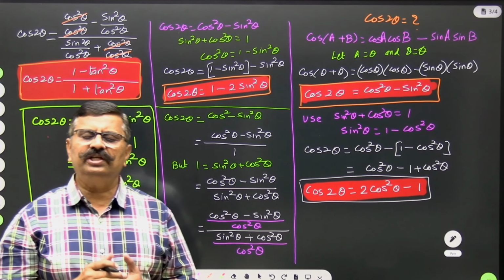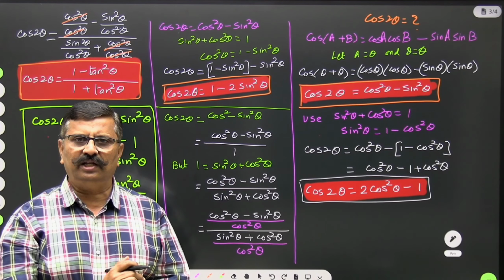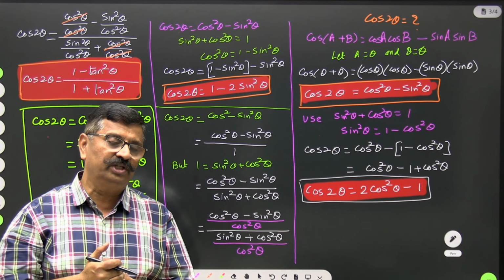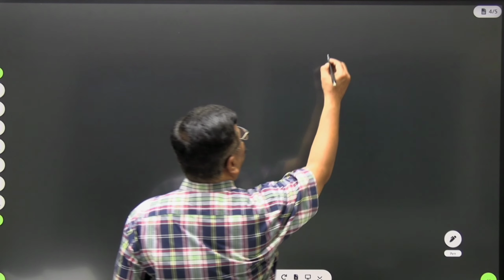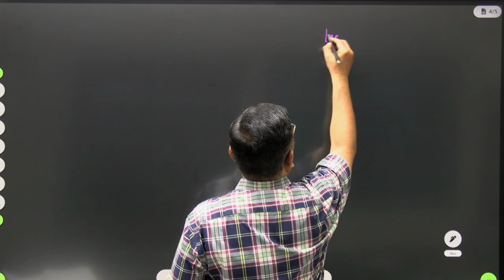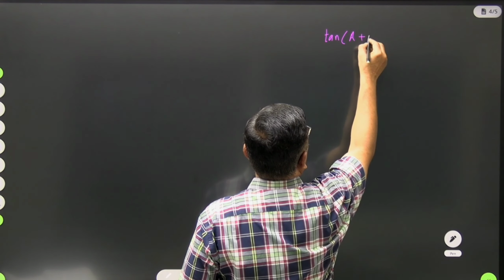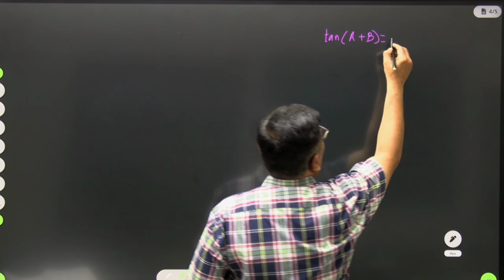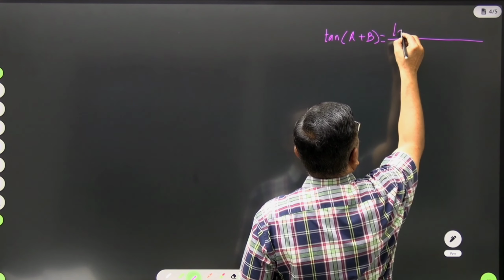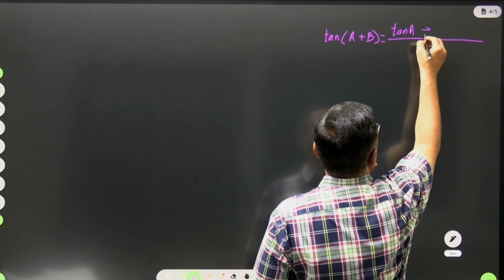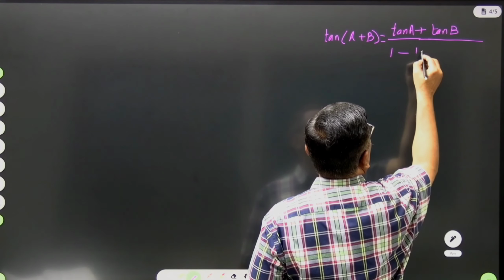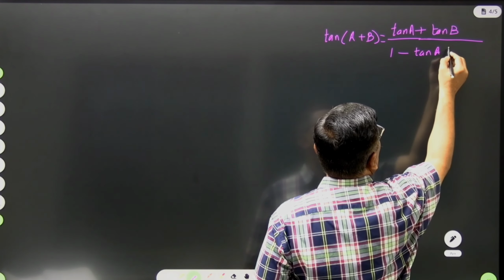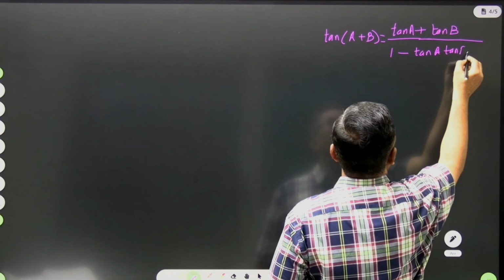Now we have seen the formulas for sine 2 theta. Now we have seen the formulas for cos 2 theta. Now let's derive the formula for tan 2 theta. Now for this, again we have to use the tan A plus B formula. Tan A plus B formula can be written as tan A plus tan B divided by 1 minus tan A into tan B.